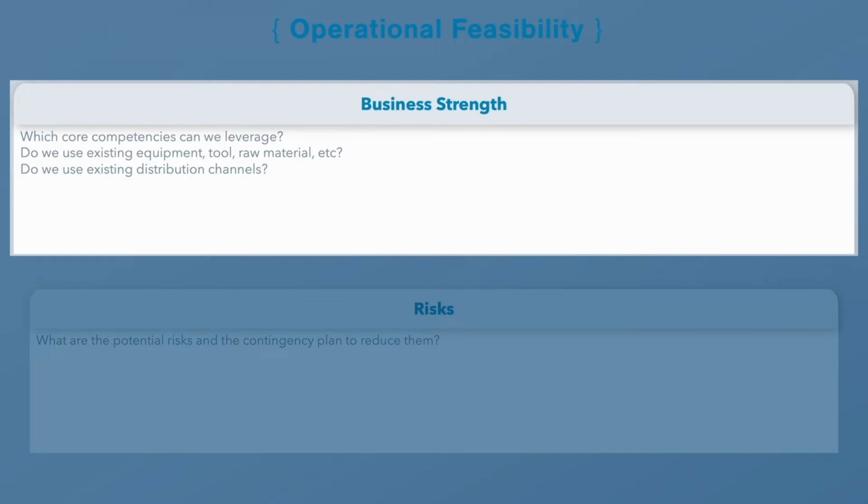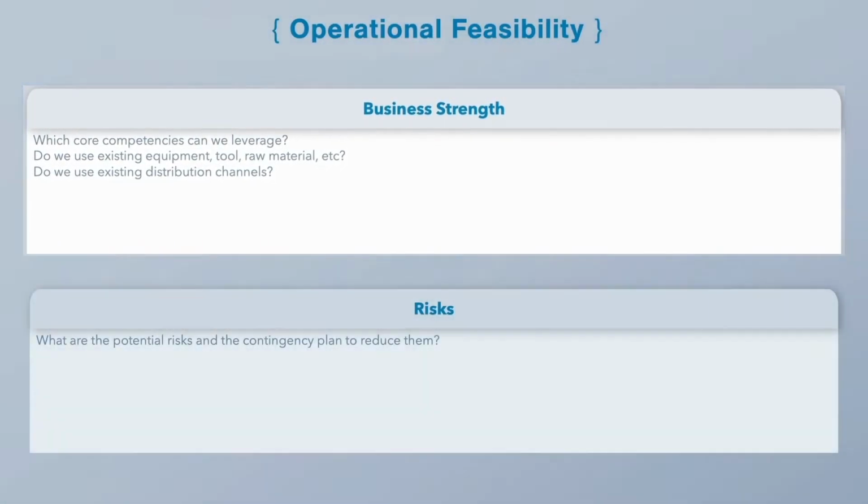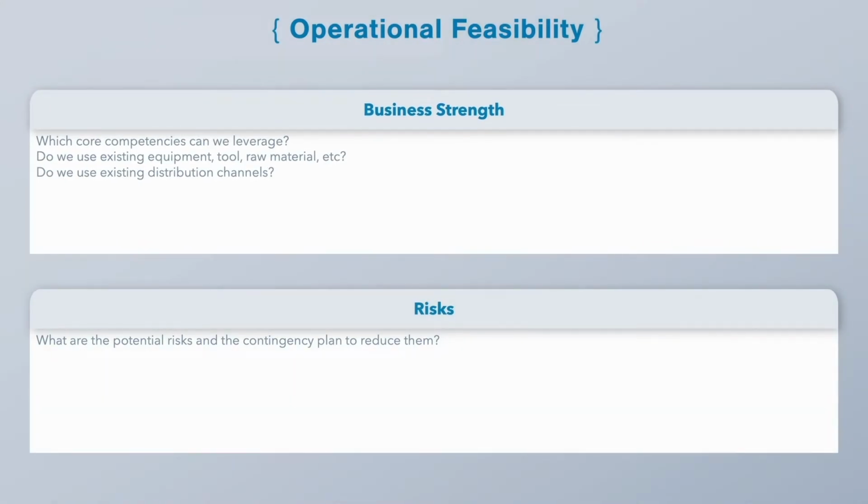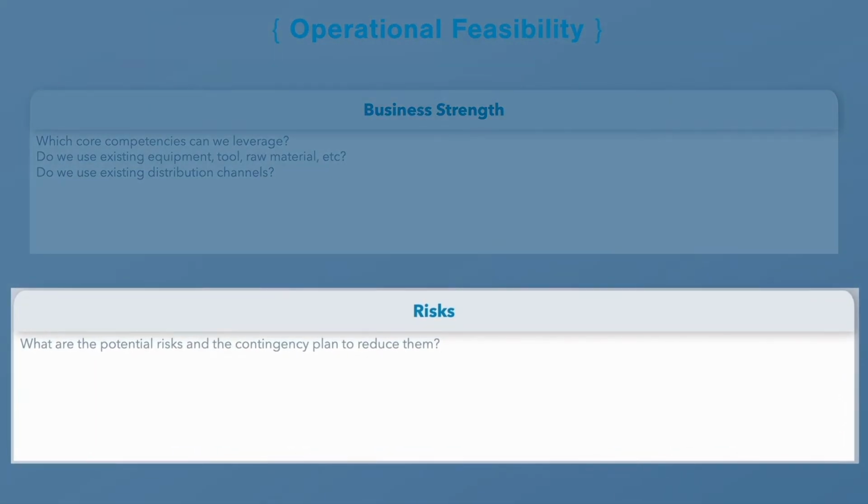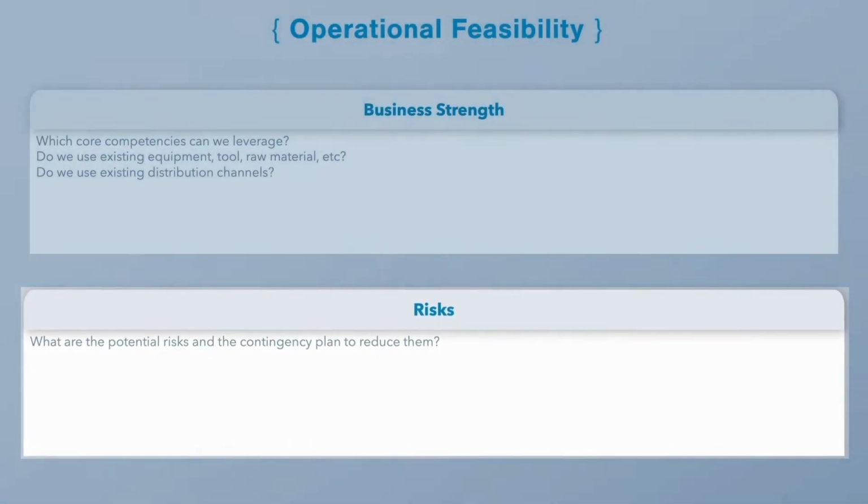This way, the organization can gain economy of scale and build on its current knowledge and business network, such as using existing suppliers and distribution channels. The last box relates to potential risks and the contingency plan to reduce them.